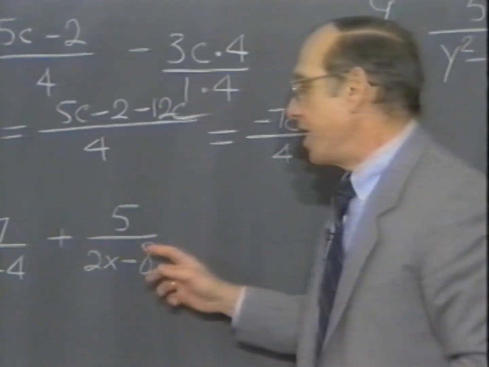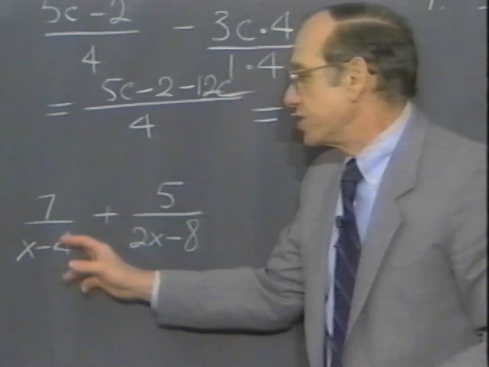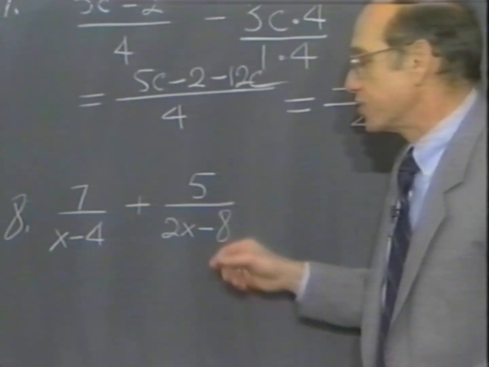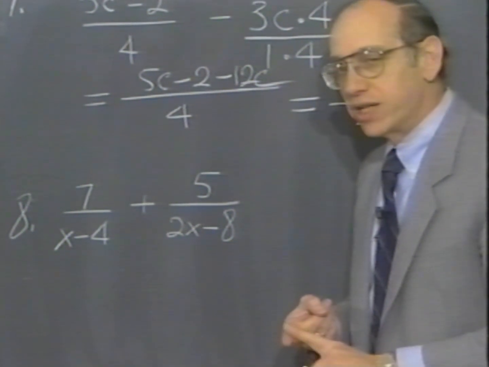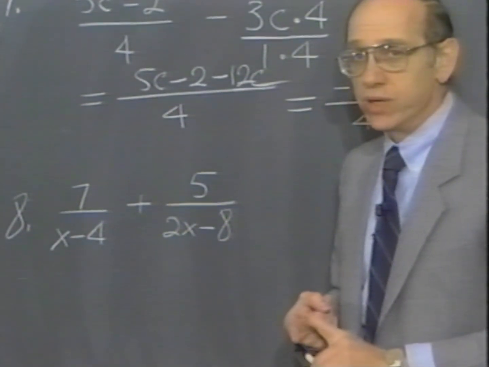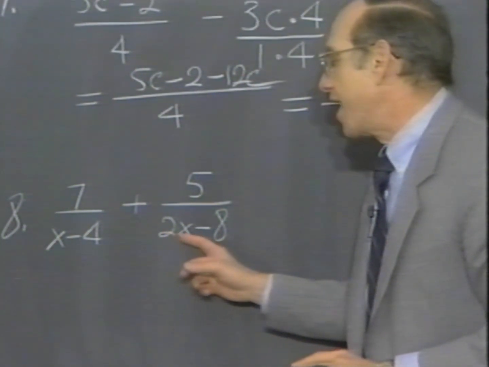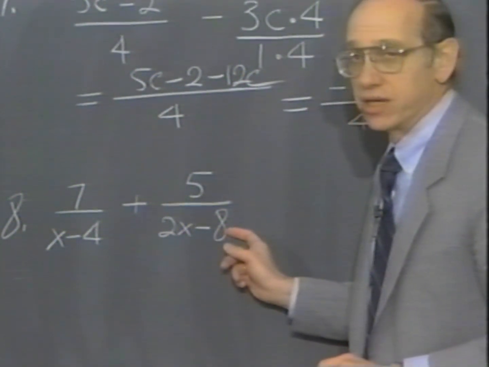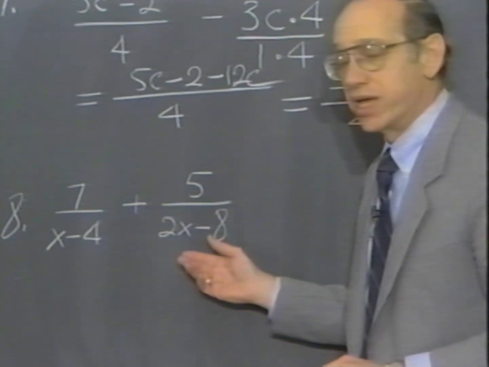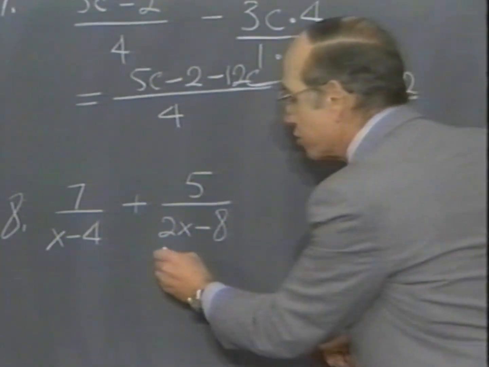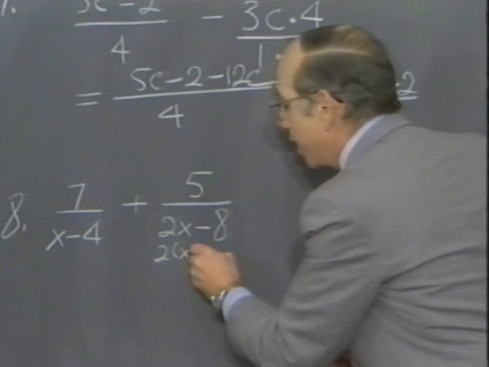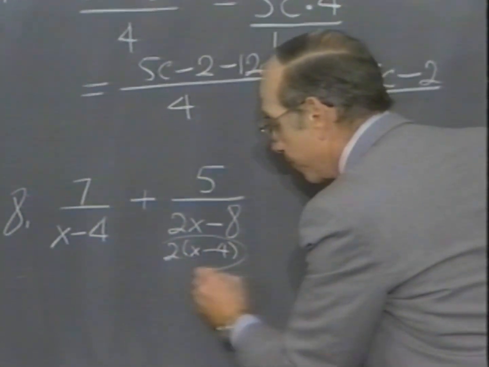In example 8, we have 7 over x minus 4 plus 5 over 2x minus 8. Now, if I'd like to find a common denominator here, what I really should do is look at the factors of this second denominator. See, the first one is just x minus 4. The second can actually be factored. It's actually 2 times x minus 4.